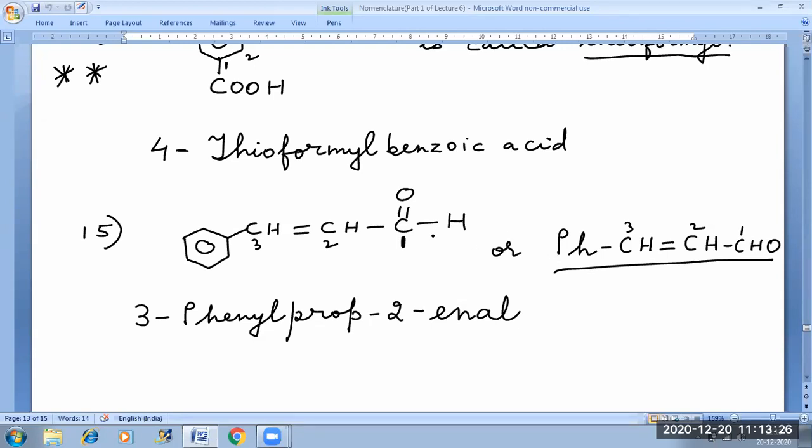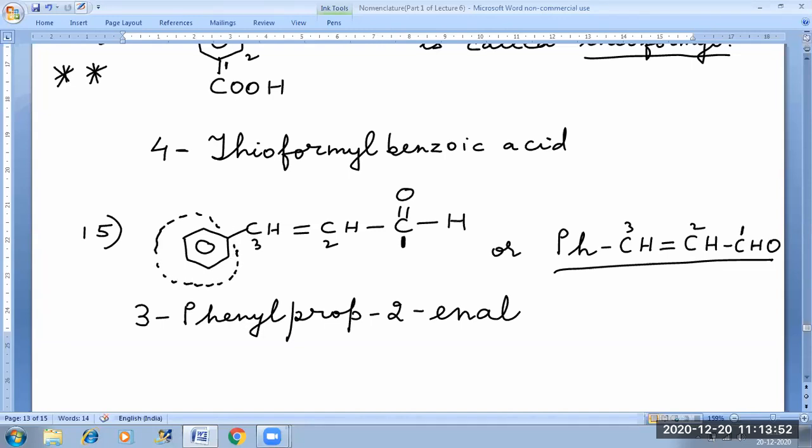So here the principal functional group is aldehyde, it is CHO, and hence I start numbering from the carbon of CHO. That is 1, 2, 3. So the side chain is the main chain for me here because the side chain contains the principal functional group, and hence the benzene ring will be treated as a substituent. So the name will be 3-phenyl because at the third position I have this entire thing as a substituent.